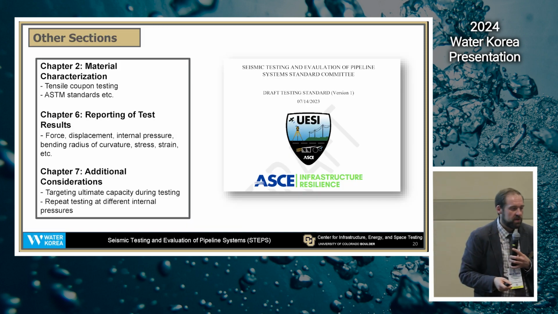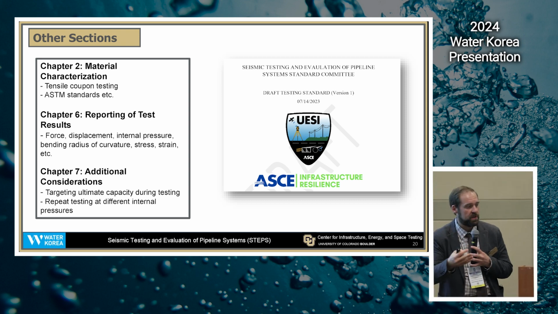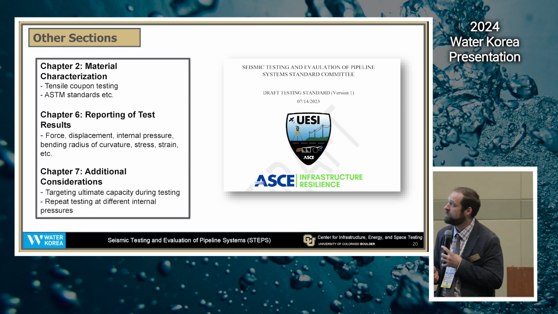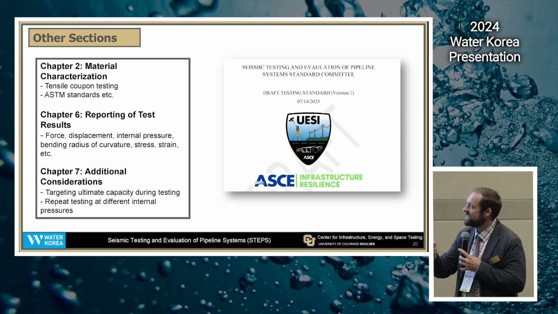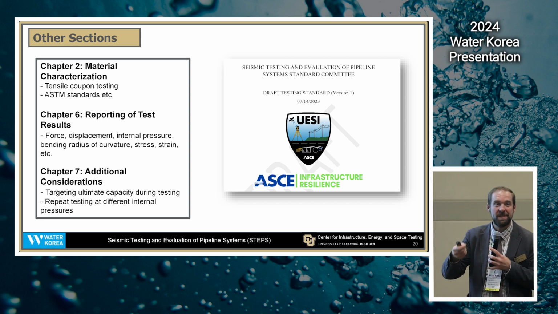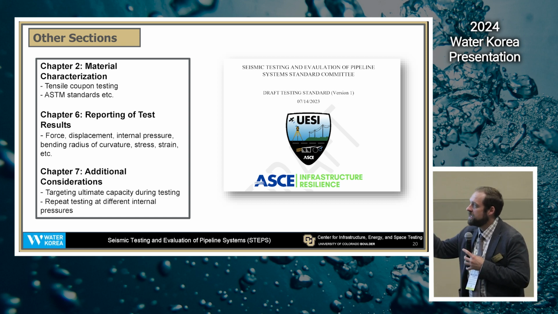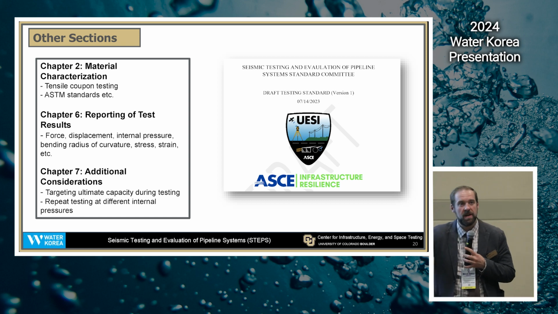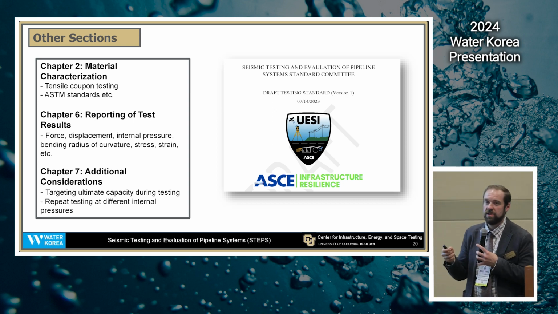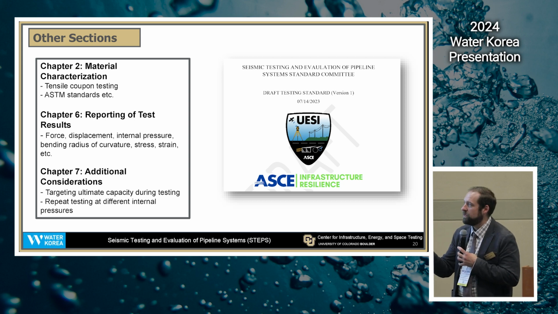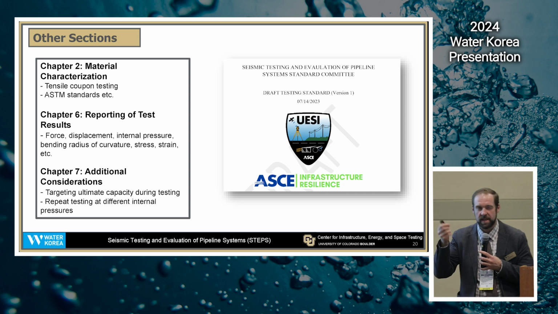There are a couple of other sections that we have in here, material characterization, which is really referencing our ASTM standards, making sure that that's in the report because we know that the use of stress-strain data is really important in designing the test in the first place and then also interpreting the data later on. We've got a section on reporting the test results and examples of how you would interpret the data and what needs to be in there. And then we have some additional considerations that we've included that are sort of a little bit helpful to folks in thinking about how to design these things.